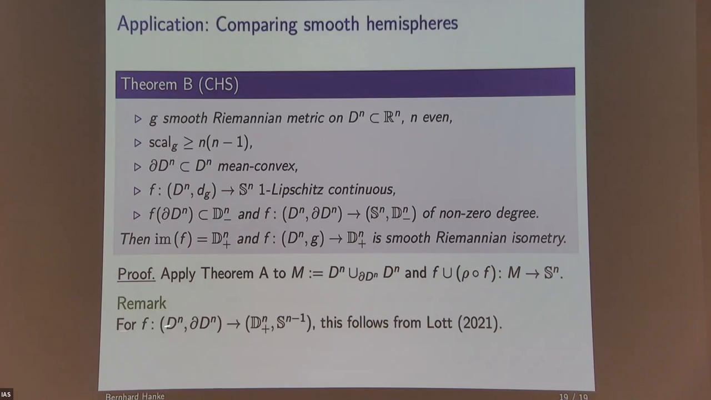And there is this approach using boundary value problems and corresponding index theorems, for example by John Lott. We know that if we have the additional assumption that the boundary of the disk is mapped to the equator sphere, and the image of the map is the upper hemisphere, then this map must be a Riemannian isometry. But these conditions can be weakened here. So I do not require that Dn is mapped to the upper hemisphere. It can be mapped anywhere. And the boundary just must be mapped to the southern hemisphere.